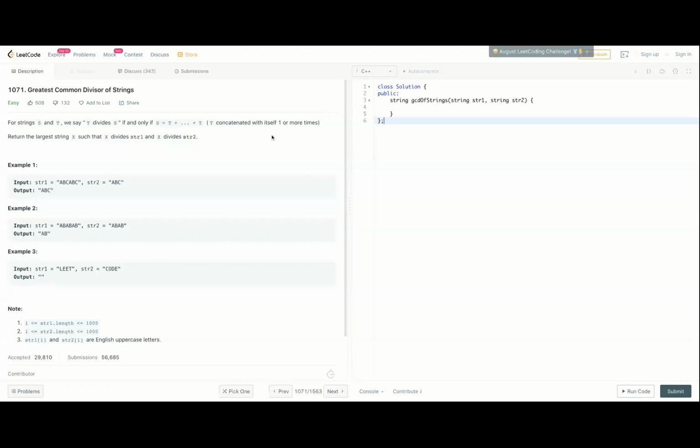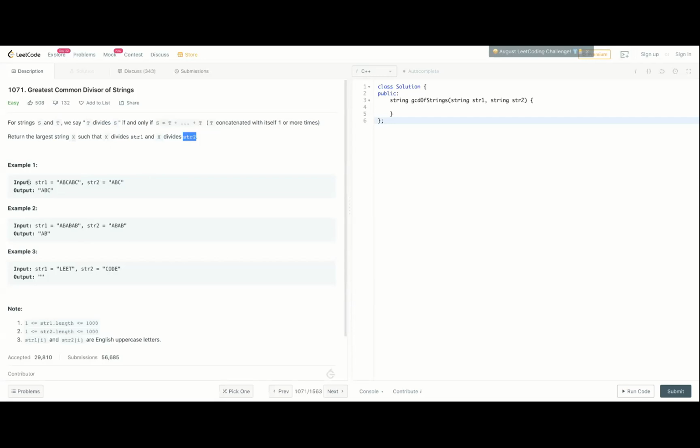Now, there is a question given to us. So what is the question? There are two strings S and T, where T divides S. So S is a bigger string, T is a smaller string. So you can write S as T plus T plus T sometimes. Return the largest string X such that X divides str1 and X divides str2 as well.